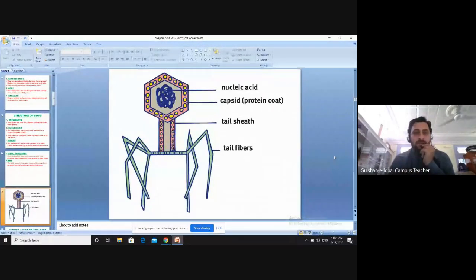So the character of the viruses are important. The diagram of the virus is important. The structure of the virus is important. So you have to let's move to the next topic now. Are viruses living or non-living?